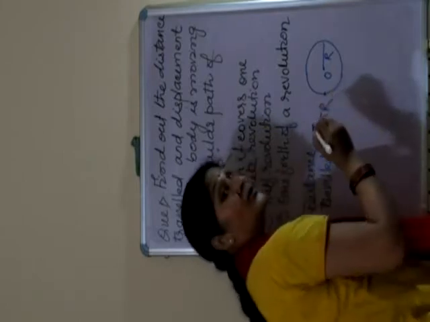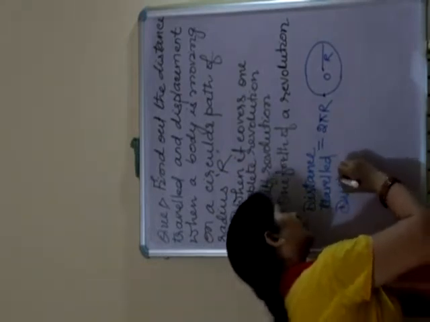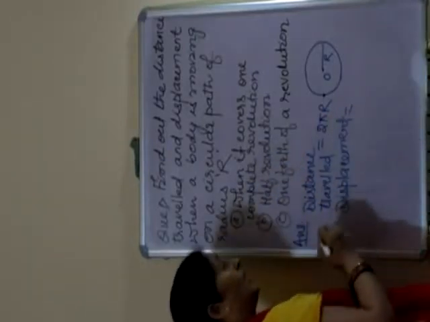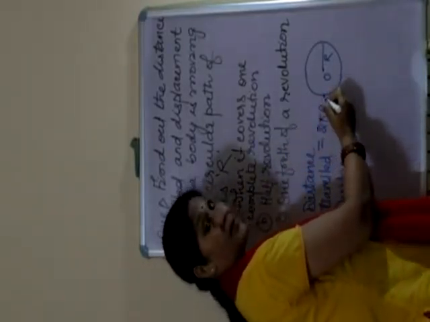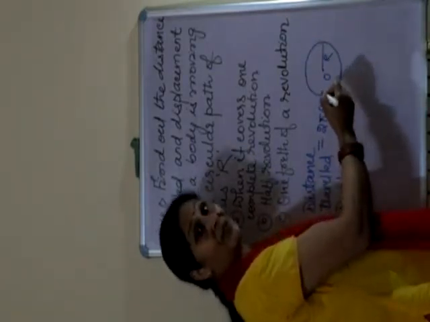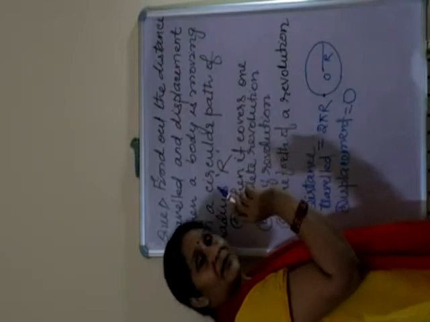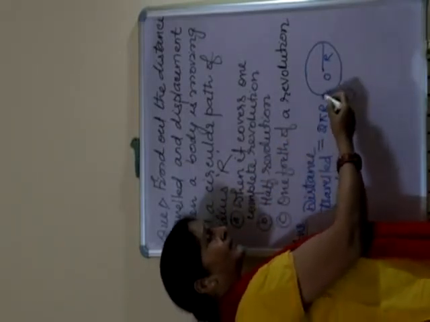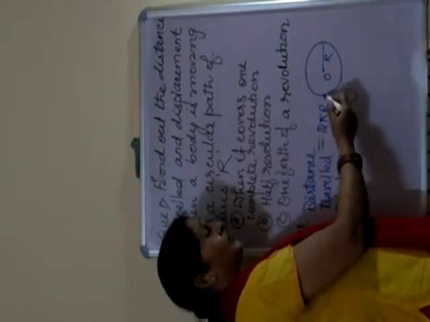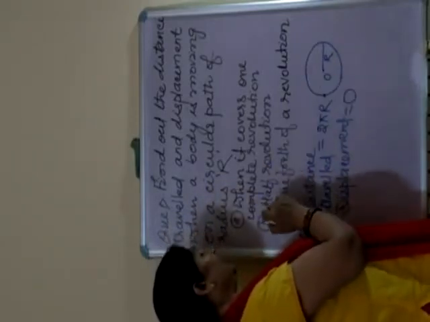Now, see the displacement. As the body starts from here and comes back to here, so displacement will be what? Displacement will be 0. In the first case, the distance traveled is 2 pi r, that is the circumference of the circle, and displacement is 0 because the body starts from here and comes back to here. So the displacement is 0. Let us see the second part of this question.